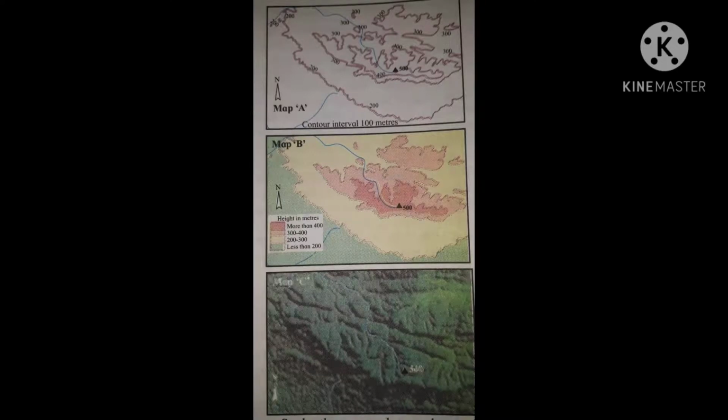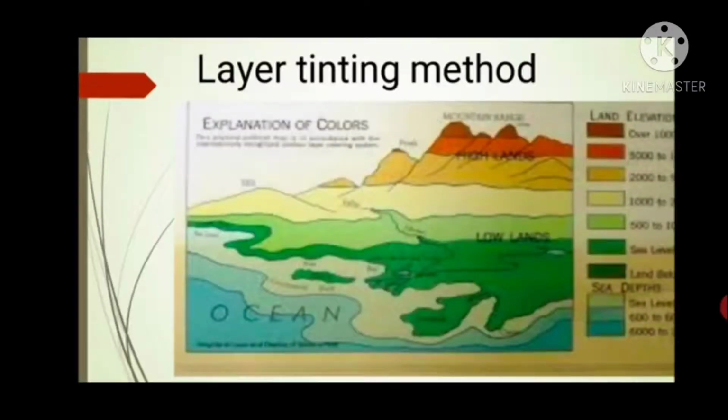So children, there are different methods used for showing elevation or heights on the land. They are the contour line method, which we saw just now, the layer tinting method, and the digital elevation model. Contour line methods we saw. The next method that we are going to see is the layer tinting method.